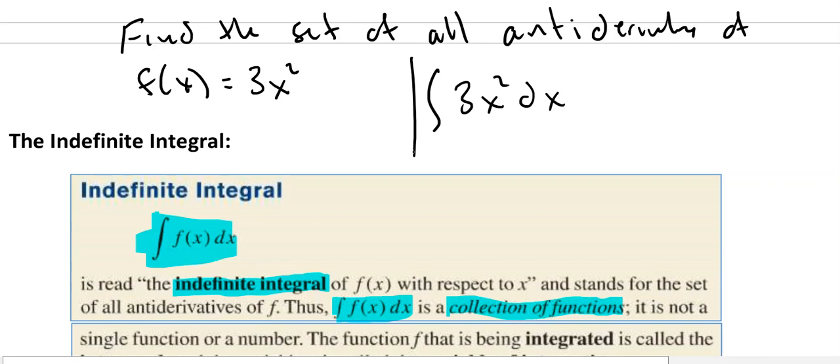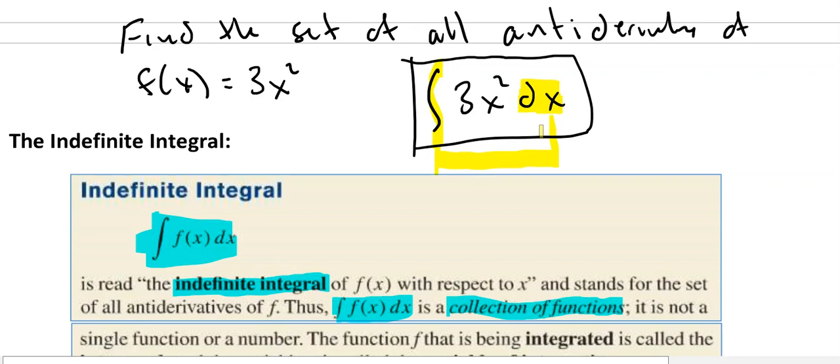And this means the same thing. This means find the set of all antiderivatives of 3x squared. That's what the notation with this little squiggly s-like sign and this dx means. We'll talk more about what this dx means in a future lesson. But these come as a pair, okay? The squiggly line, which is called the integral symbol, and the dx. In between those is the function that we are looking for the antiderivatives of.